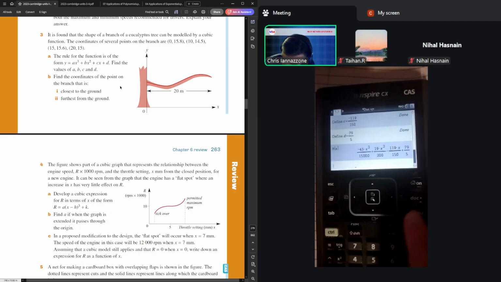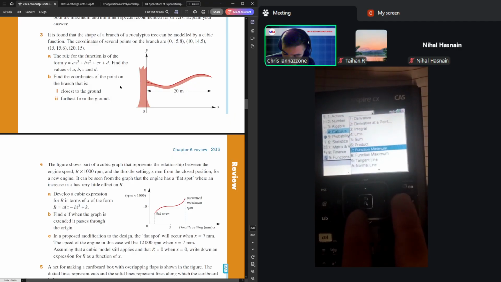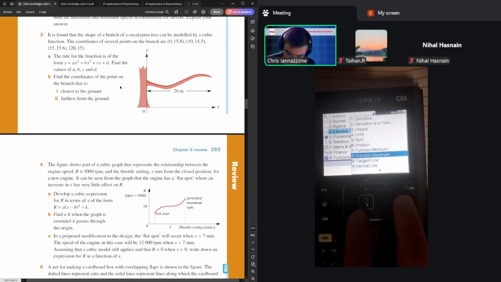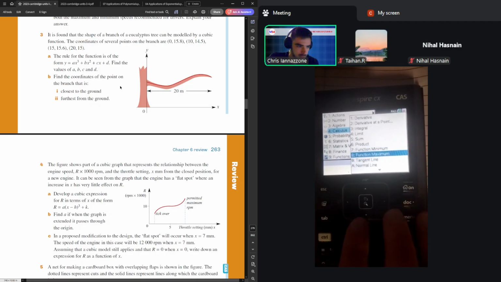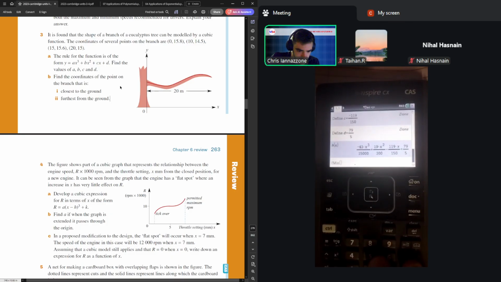Yeah, if you haven't got it yet, I'll just jump in. It is still under the calculus menu, but it's these function minimum and function maximum functions. If you want the minimum, you do the minimum. If you want the maximum, you do the maximum. So the first one says we want it closest to the ground. Does that mean we want a minimum or a maximum? Minimum. Yep. So we'll go ahead and do exactly that.